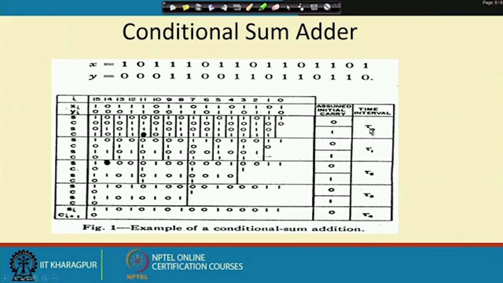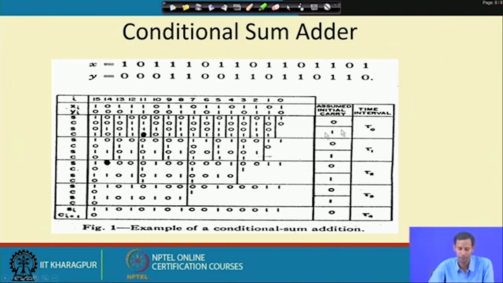Okay. So, here you see the number of levels required is only 4. In the 5th I will get the output. So, if I mention it like a cycle, in the 4th cycle I need to compute the 16 bit addition using this conditional sum adder.